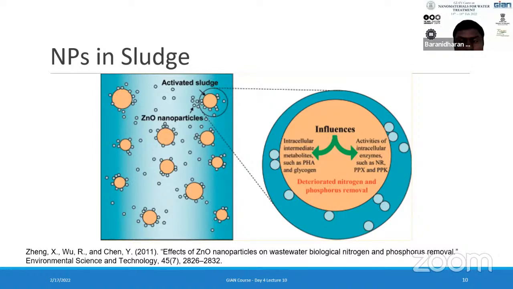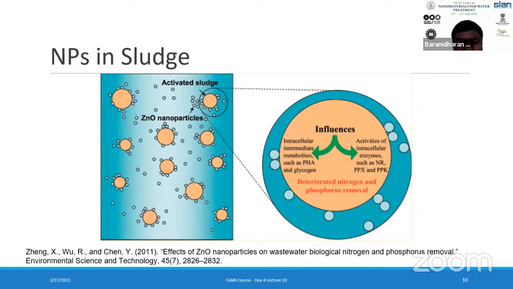nutrients. When looked at these two things, this study looked into two different concentrations, 10 and 50 milligram per liter of zinc oxide nanoparticles. They exposed the sludge and evaluated the performance on the removal efficiency of both nitrogen and phosphorus. It was observed that 10 and 50 milligram per liter of zinc oxide nanoparticles could decrease the removal efficiency. That means they affect the conversion, or otherwise the reduction, of nitrogen and phosphorus to the end product, and they interfere in that process.